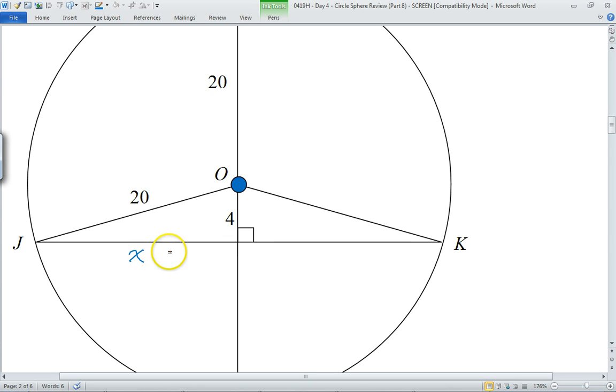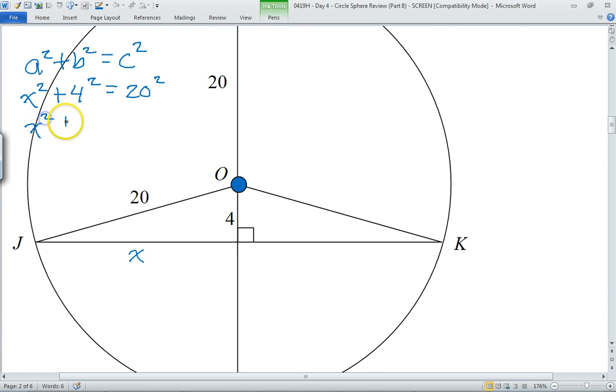Hopefully you just said Pythagorean Theorem. This is a right triangle. We have a leg and the hypotenuse given. So if we do a squared plus b squared equals c squared, this is going to become x squared plus 4 squared equals 20 squared.